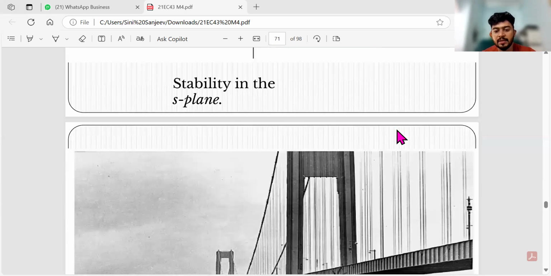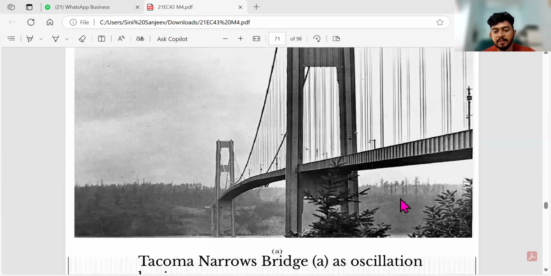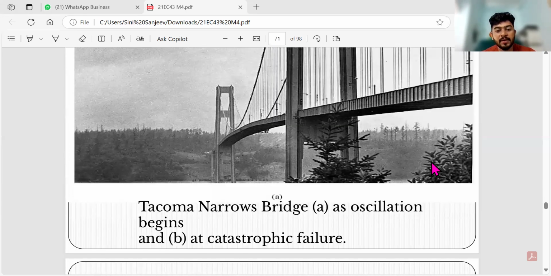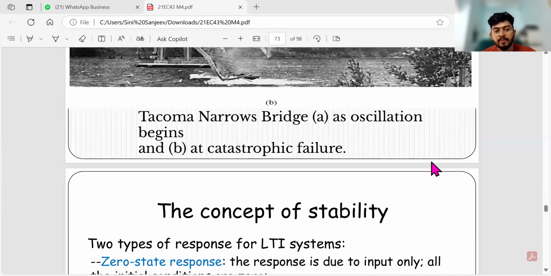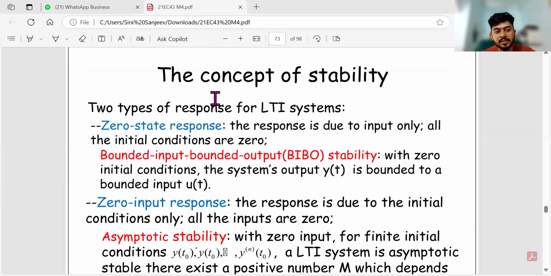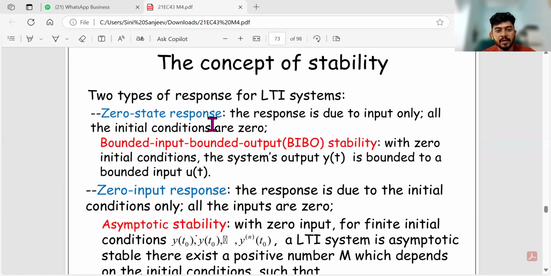You can see this is what I told. This is a hanging bridge over here, correct? So all of these conditions are applied in real life also, and it has broken down. Anyway, we will see the important question, that is this. Concept of stability and what are the conditions for stability?